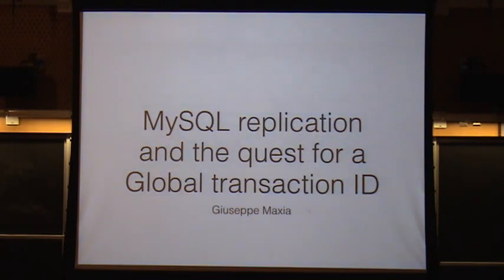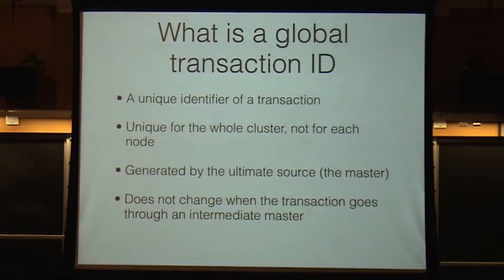So let's start with what is it, this global transaction ID. The definition is that it's one, let's call it a number, or one ID that is generated in the source of the data. So we're talking about MySQL replication, and I hope everybody is familiar with MySQL replication with master and slave. Everybody? Yes.